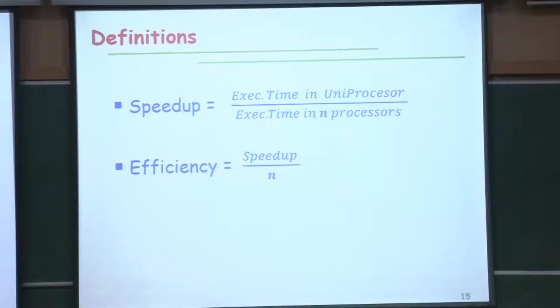Efficiency is basically speed up divided by n, and if I get an ideal speed up, my efficiency is 1. If I get speed up which is lower than that, my efficiency is less than 1.